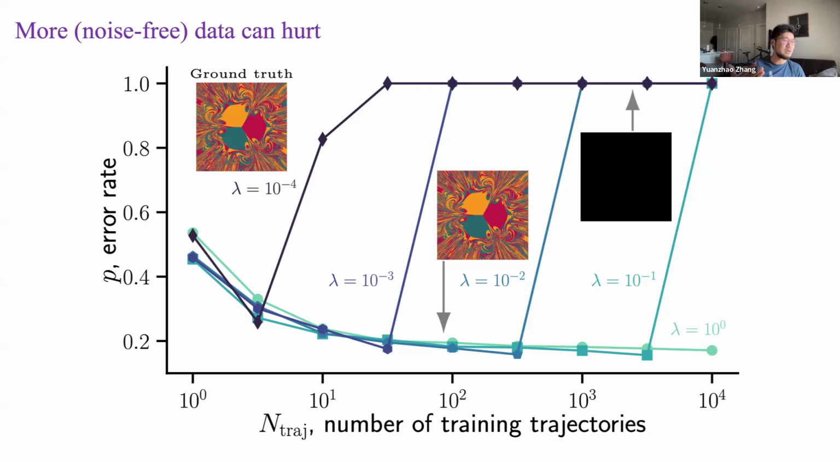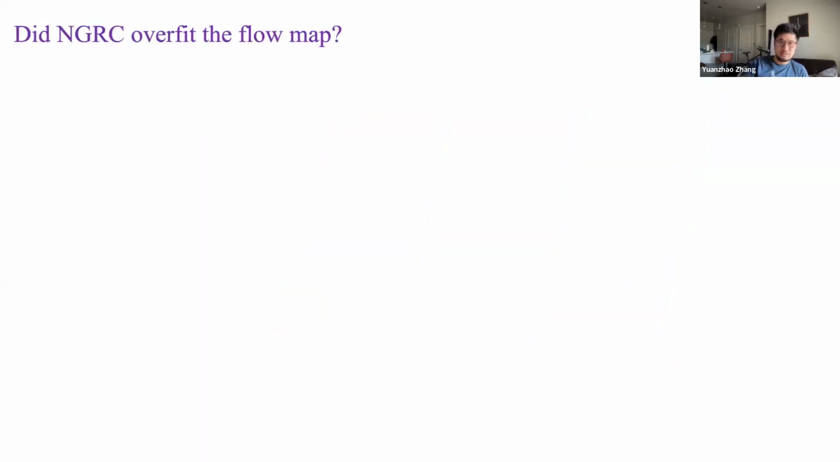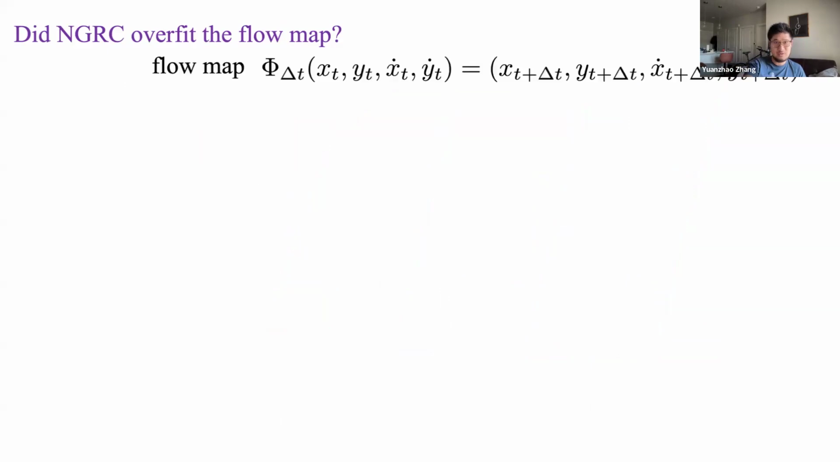So we want to understand what's going on, what is causing this instability in NGRC. I don't know about you, but my first guess was, did NGRC somehow overfit the flow map? Because a flow map is all you need to propagate the dynamics and predict a dynamical system, basically. So here, the flow map is defined as the map that takes in the current state of the system and maps it to the state of the system delta t later.